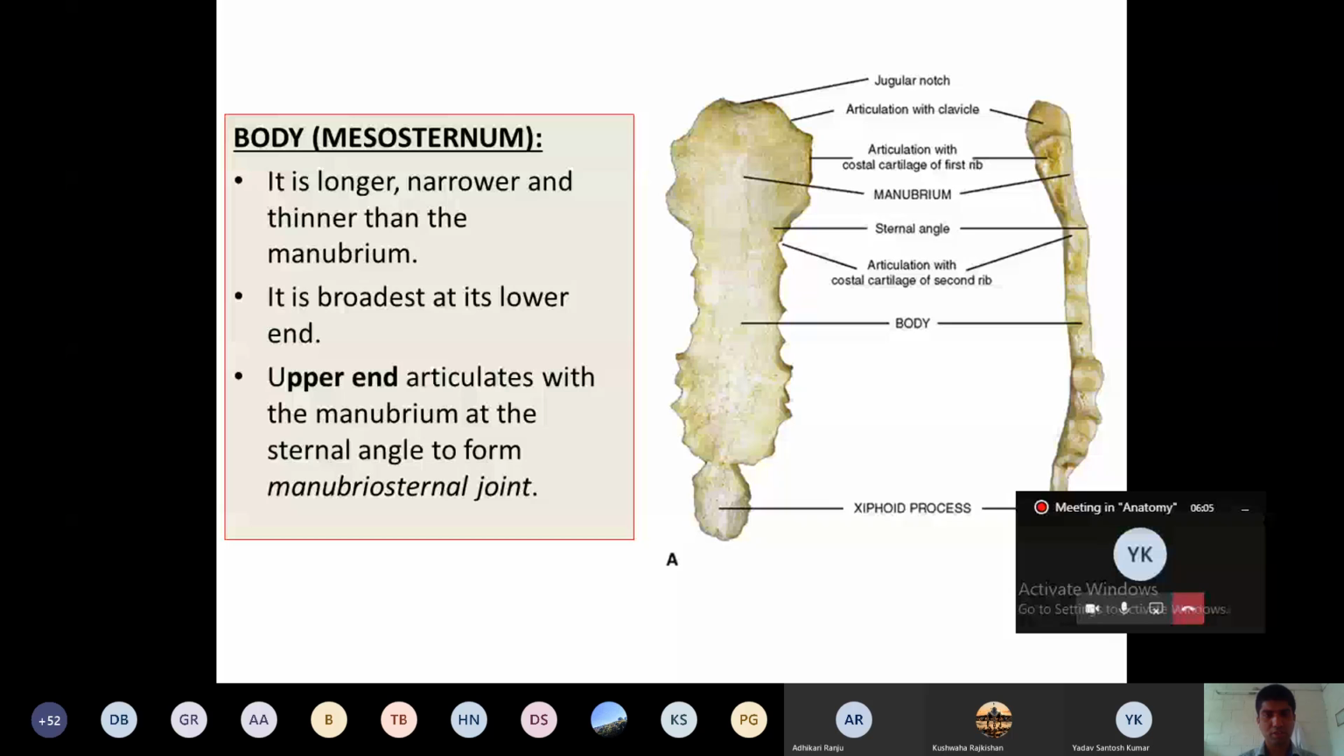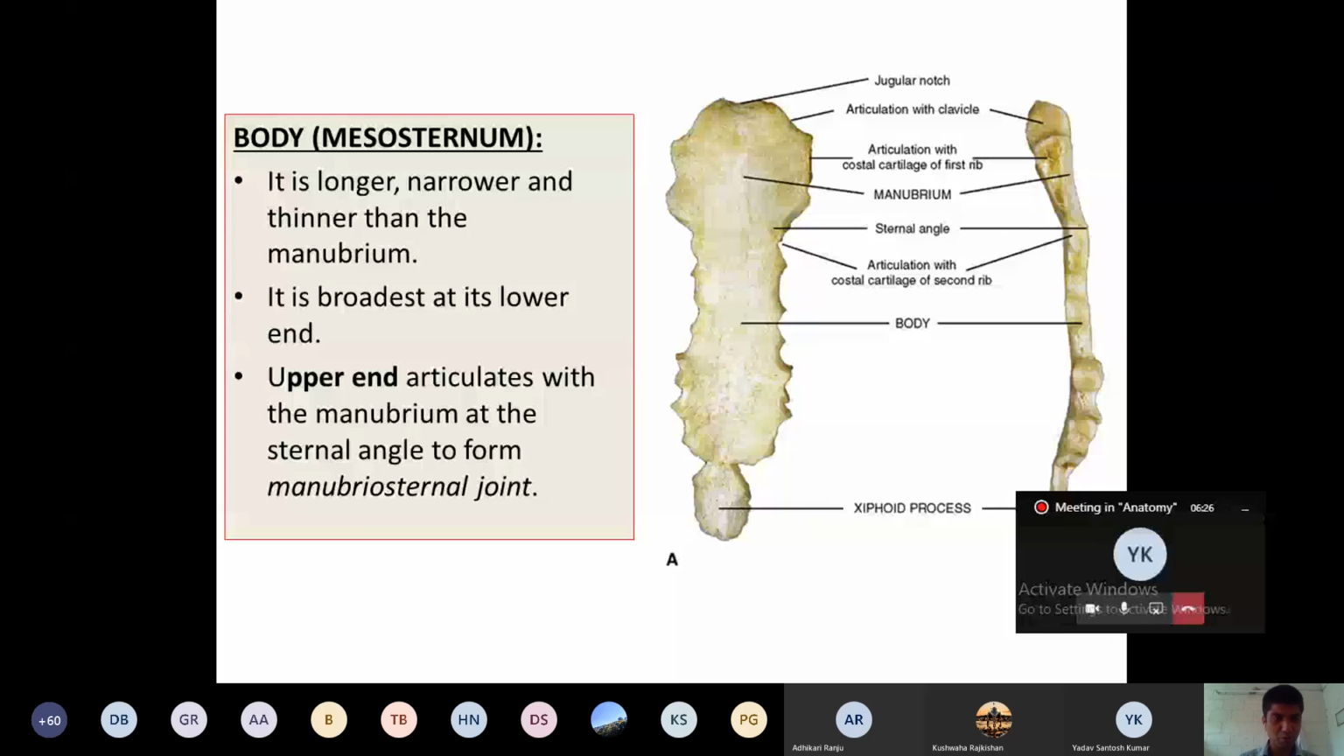Yes, sir. Okay. So in the last class we discussed up to the manubrium part of the sternum. In today's class we will first discuss the body of the sternum, then the xiphoid process of the sternum, then some clinical aspects related to the sternum, and also the ossification of the sternum. Okay, so without any delay, I am now starting the body of the sternum.